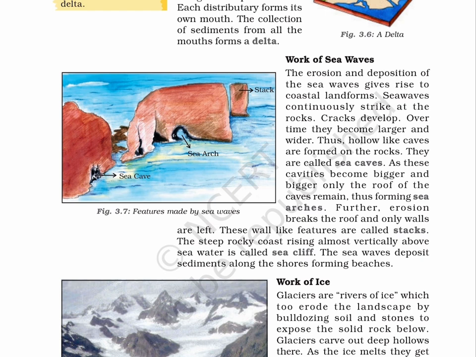Thus, hollow-like caves are formed on the rocks. They are called sea caves. As these cavities become bigger and bigger, only the roof of the caves remains, thus forming sea arches. Further, erosion breaks the roof and only walls are left. These wall-like features are called stacks. The steep rocky coast rising almost vertically above seawater is called sea cliff.